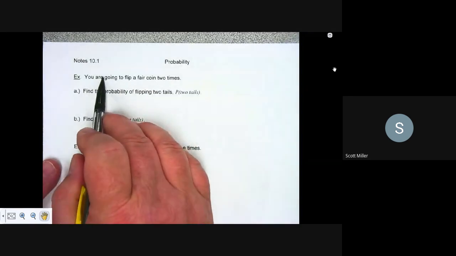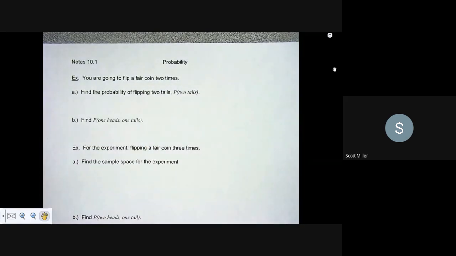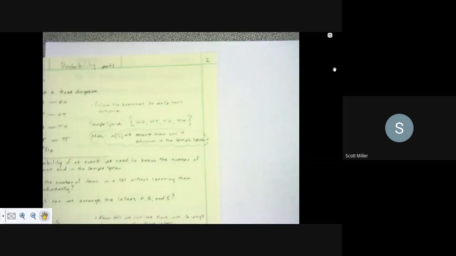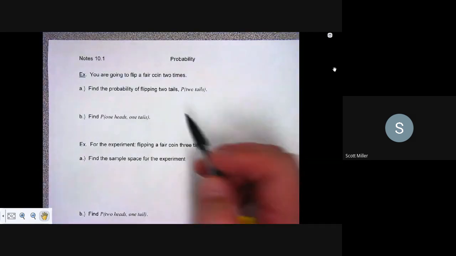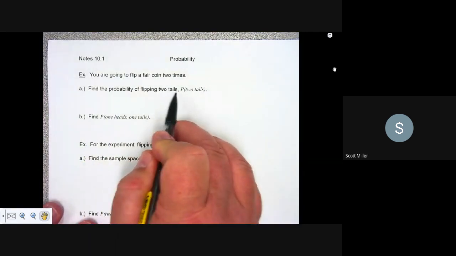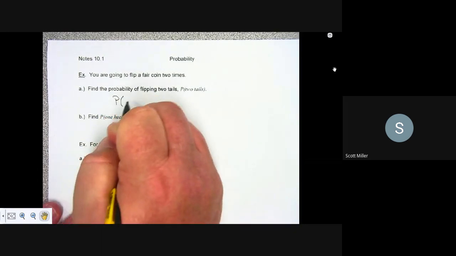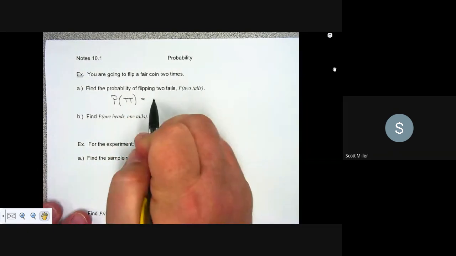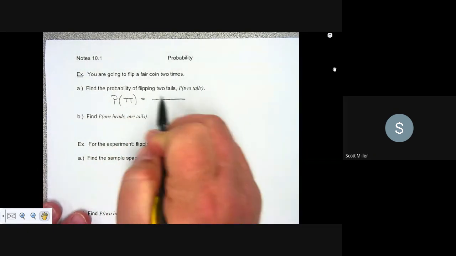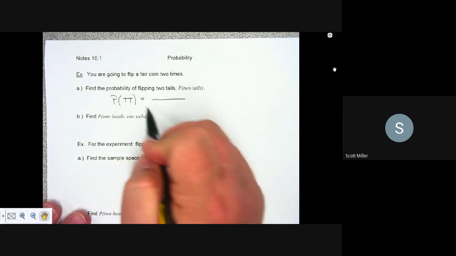So we're going to flip a fair coin 2 times. We're back to that example again. So we had that sample space. And so how can I use this sample space? This is the list of all the possible outcomes. So now we're going to look at a probability. What is the probability of flipping 2 tails? That means, and you can write it this way too, probability of a tails and a tails. Well, the definition of probability is the number of favorable outcomes, so the number of things where this occurs, over the number of things that can occur in the sample space.